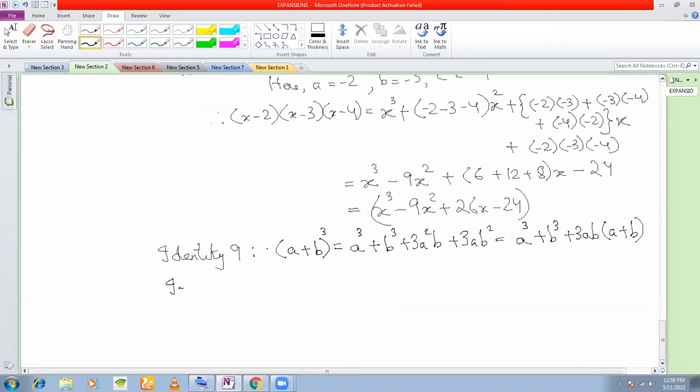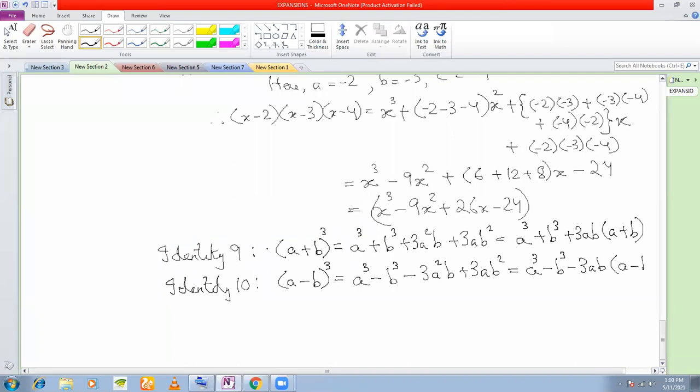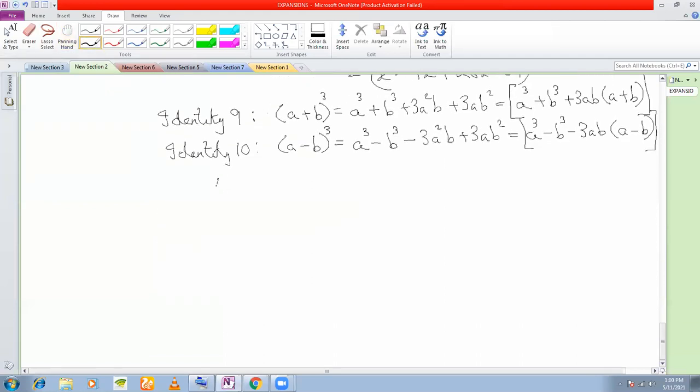Okay, and identity 10. (a minus b) whole cube is a cube minus b cube minus thrice a square b plus thrice ab square. This is a cube minus b cube minus thrice ab into (a minus b). This form here is the more important form. Okay, but you need to remember both. Mostly we'll be applying the second form. Okay, so let us do some applications based on these.